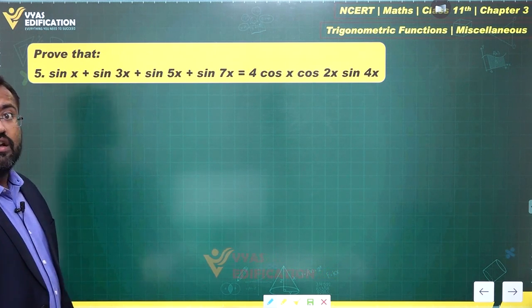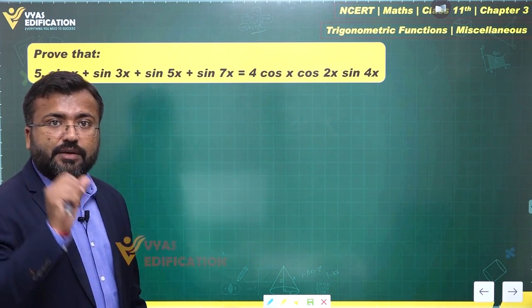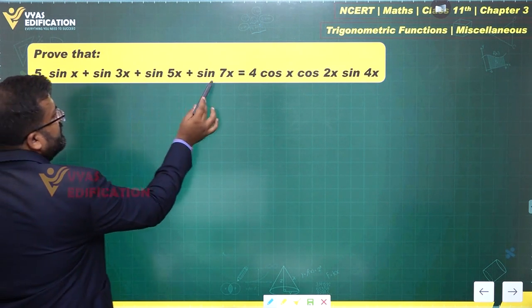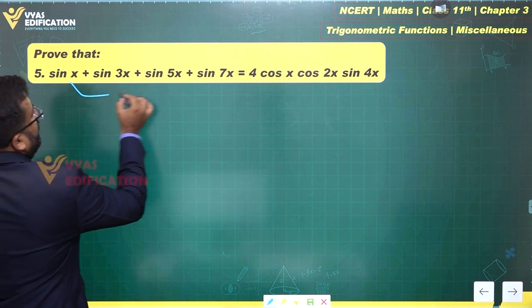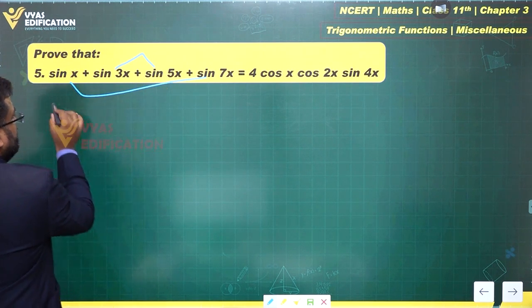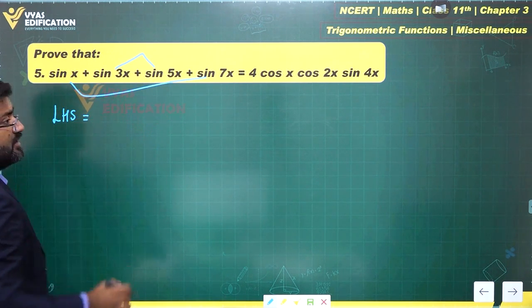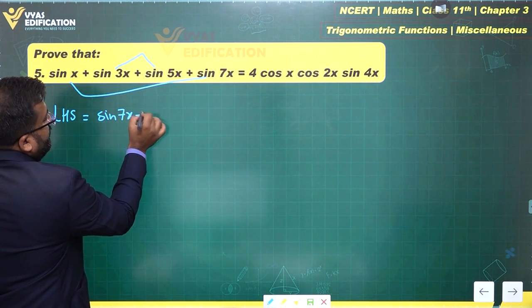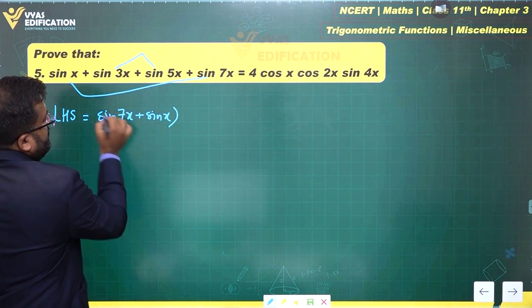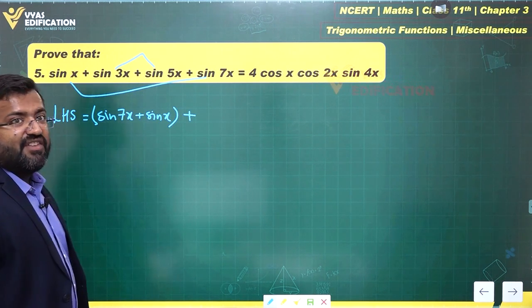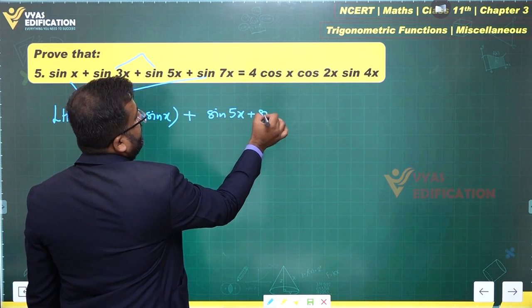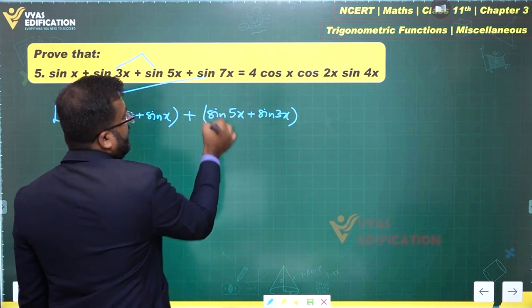Okay, let's do that. For transformation you need 2 terms, right? And which 2 terms do you think? Should we club together these 2 terms and these 2 terms? Why not club together this with this and this with this? So in the LHS what I have is sin 7x plus sin x, this is one term, plus you have sin 5x and sin 3x. Let's write them again. Sin 5x plus sin 3x.